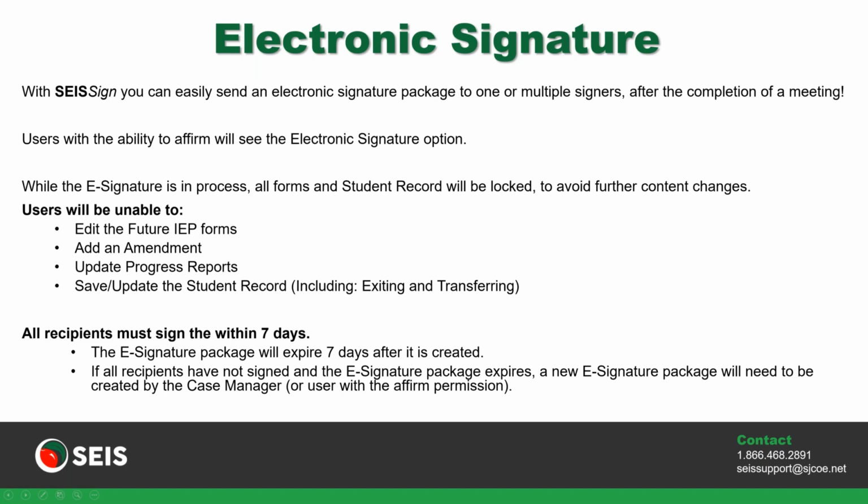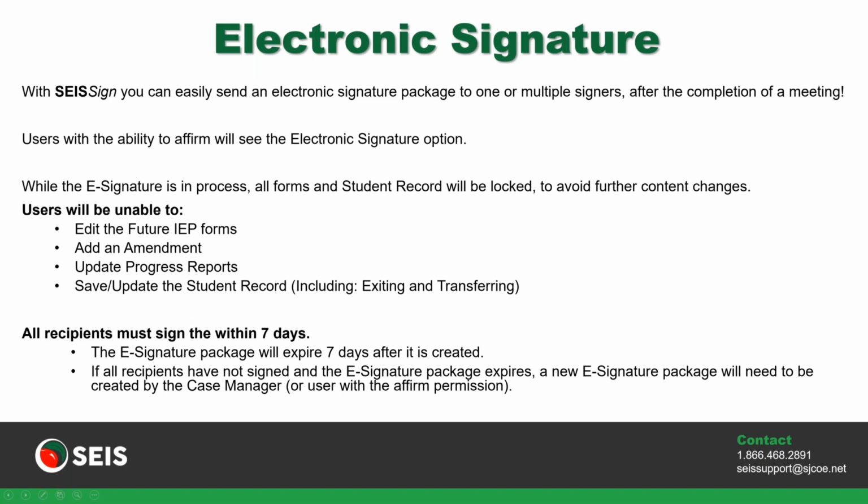As of today, the feature is to allow the ability to obtain a signature for a completed meeting. Since the meeting is completed, everything should be locked in place. You're sending that electronic signature to all of the signers. Therefore, you should not be updating any information on the IEP or the student record, because the signer should be signing the information that was discussed at that meeting, not any additional updates that occurred afterwards. So you will notice that the IEP and the student record will be disabled. You won't be able to edit the IEP forms, an amendment, update progress, update the student record, or transfer out a student if the electronic signature is in process.